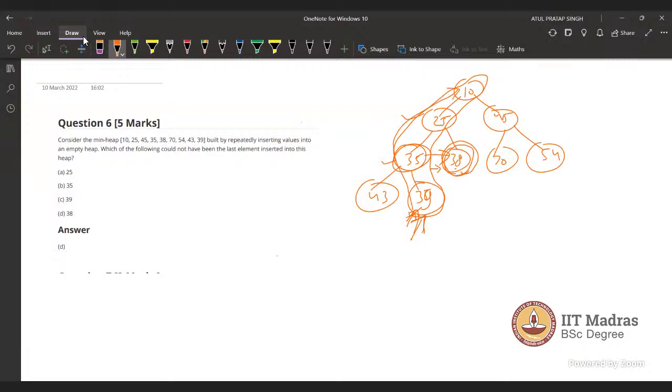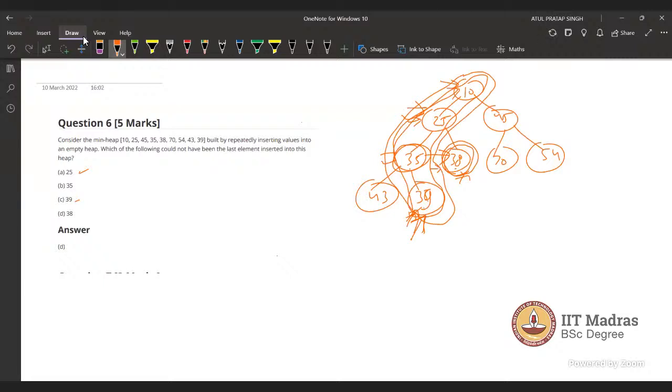Okay, so 39's parent is 35, and the parent of that node is this one, and the parent of this node is this one. These are the possible nodes which can be inserted last, so we are not swapping at any time by their siblings' values. In the given options, 25 is coming in that path, so yes, it can be the last inserted node. 35 and 39 are all coming in that path, but 38 is not coming in that path.